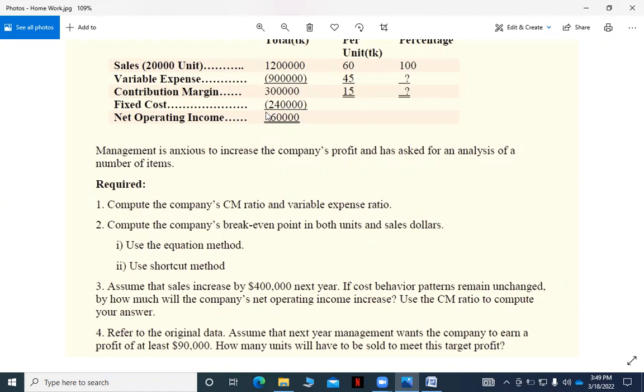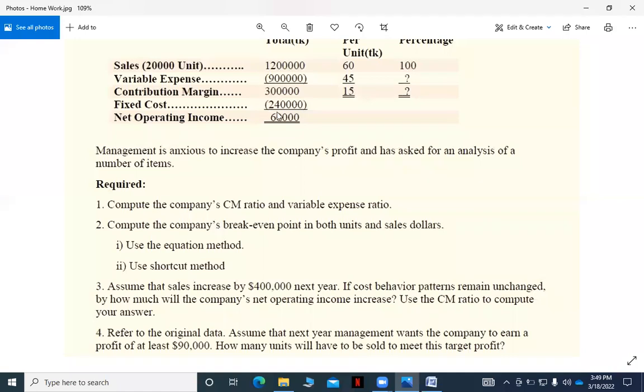But variable expense, it is related with the production. Like for example, if our per unit production cost is 20 taka, if we produce 20,000 units, then 20,000 into 20, that will be variable expense. If we produce 25,000 units, then our variable expense will increase with the level of production, like 20 into 25,000. So hopefully it is clear, fixed cost and variable cost. Are you clear? Yes, sir.